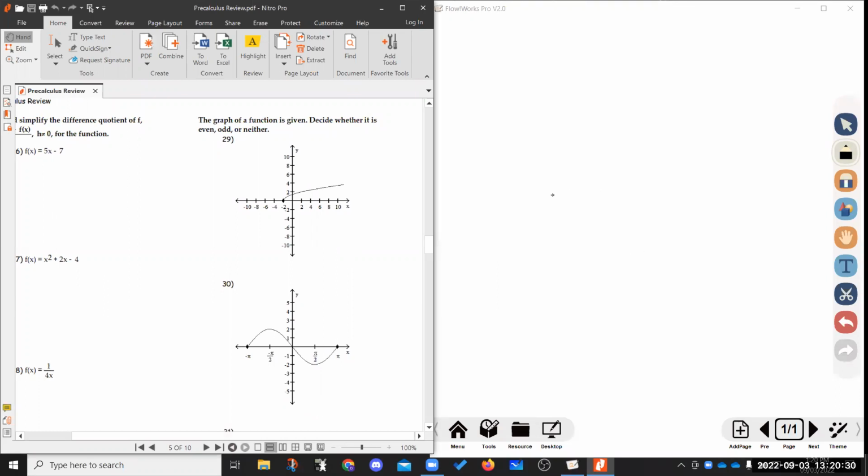All right, the graph of a function is given. Decide whether it's even, odd, or neither. So we're looking for symmetry. If we have y-axis symmetry, it's even. So remember, even functions have y-axis symmetry.